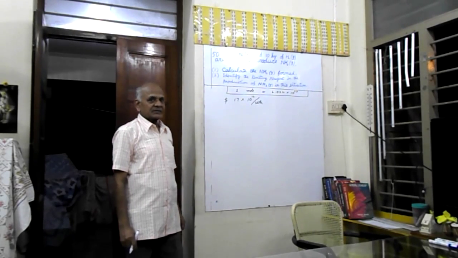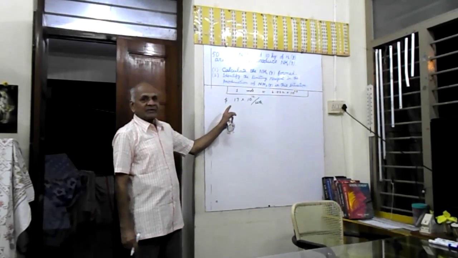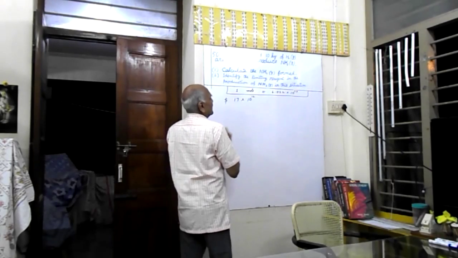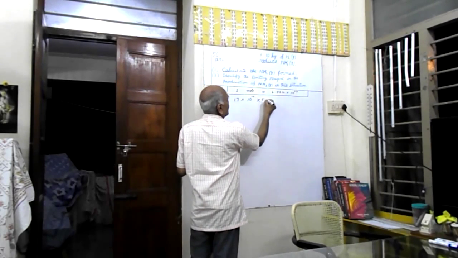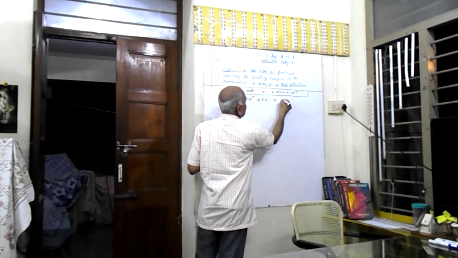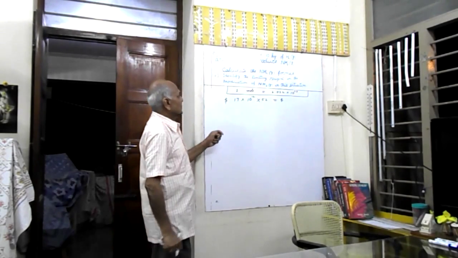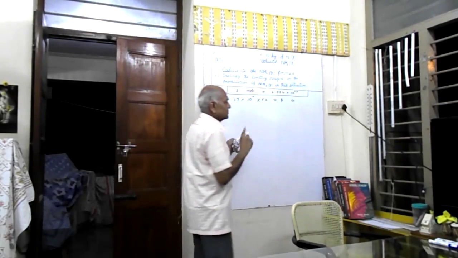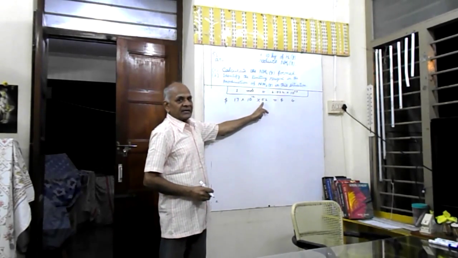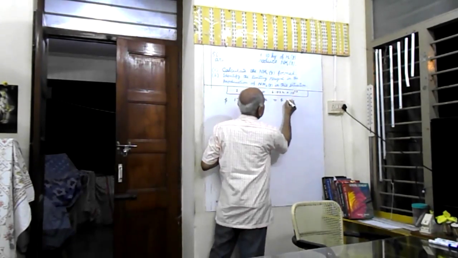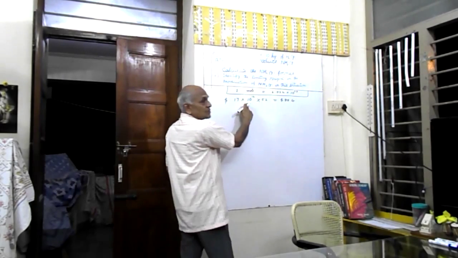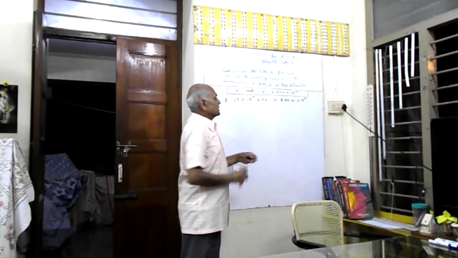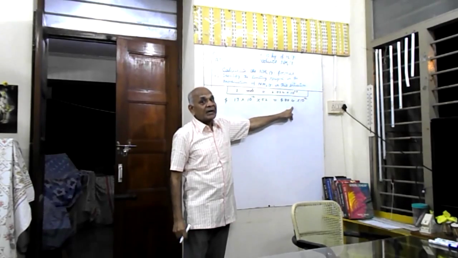We want per annum. There are 52 weeks in a year, so we must multiply this by 52. If I multiply this by 52, we will get it for 1 year. 17 twos are 34, 17 fives are 85 plus 3, 88. 884 trillion, that is 884 times 10 raised to the power of 12. This is the GDP of the USA per annum.